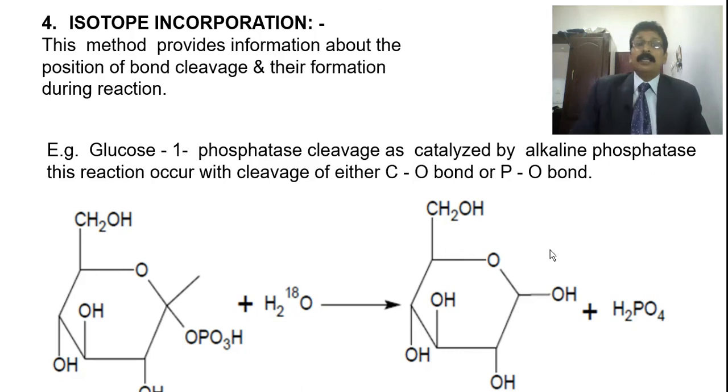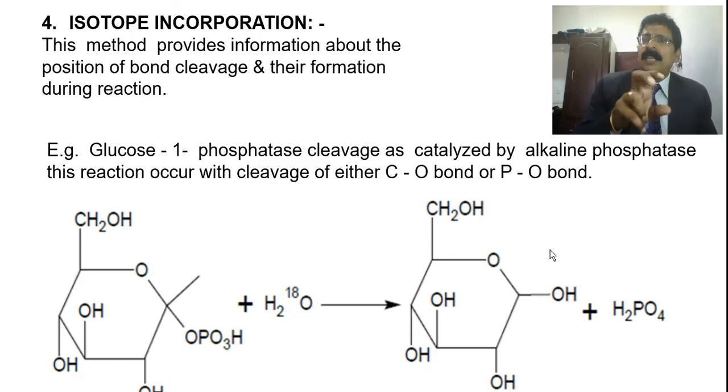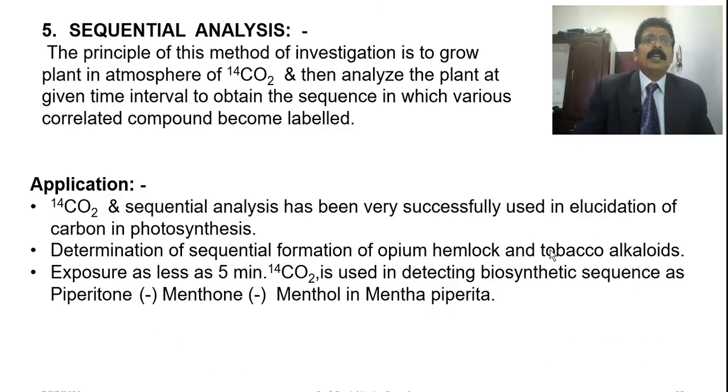So that makes you understand. If you label the phosphate, or you label the carbon, you can go for the study by means of the isotope incorporation method. This is also one method, very simple. Primary metabolic pathways can be studied by means of this method.